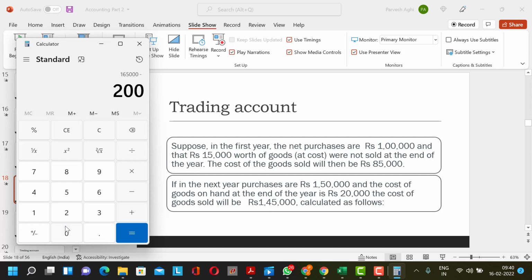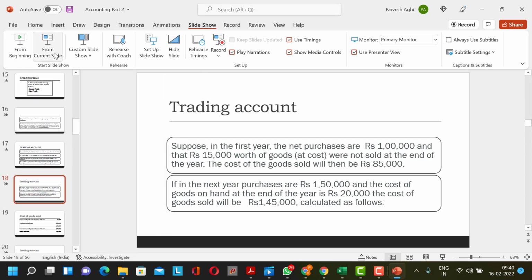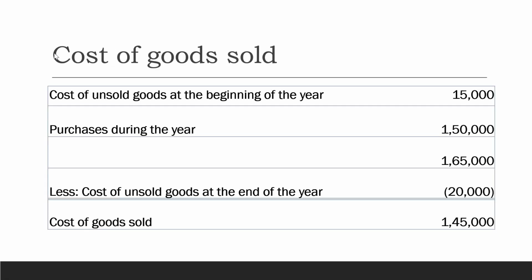So how much goods have you sold in the current year? 1,45,000. Is that clear? Yes, sir. Okay. So now I'll show that in the next statement. Cost of goods sold, from the top. Cost of unsold goods at the beginning of the year, 15,000. Purchases during the year, 1,50,000, total 1,65,000. Less cost of unsold goods at the end of the year, 20,000. Cost of goods sold, 1,45,000.